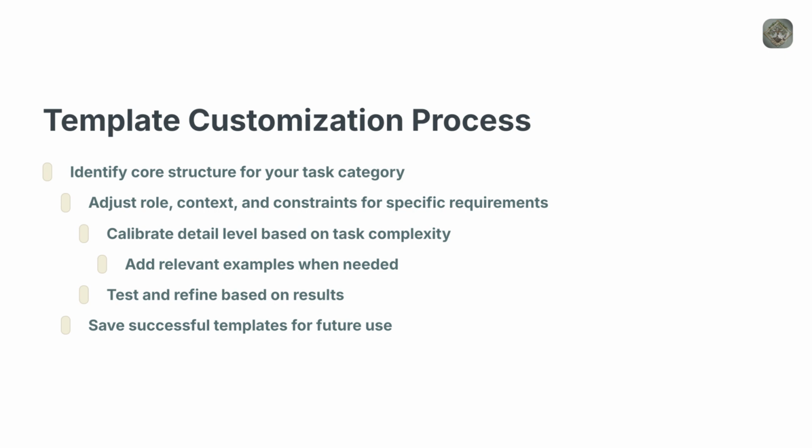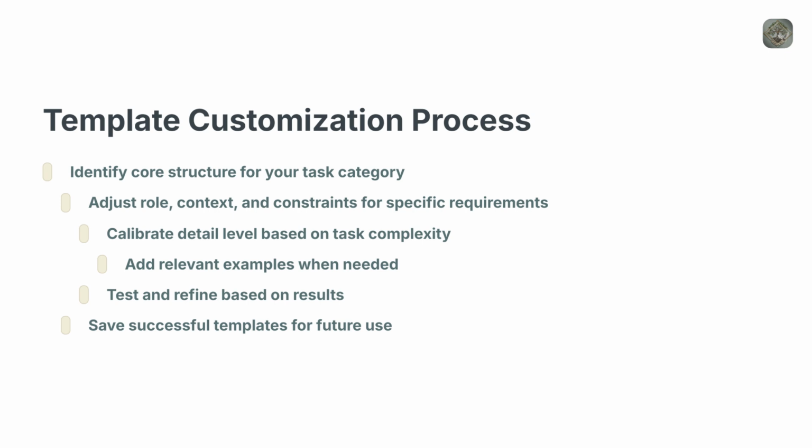Templates provide starting points, but customization makes them truly effective for your specific needs. Follow this 6-step process to adapt templates successfully. First, identify the core structure that works for your task category, whether that's comparison, explanation, analysis, etc. Then adjust the role, context, and constraints to fit your particular requirements. This personalization makes generic templates specific to your situation.